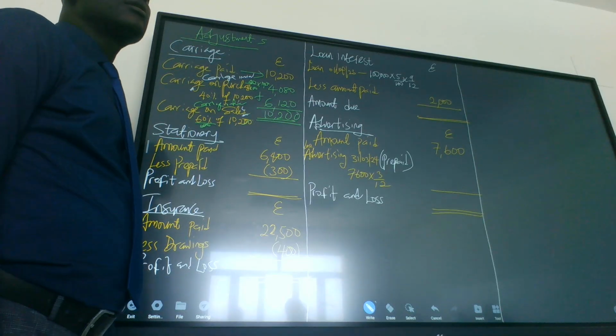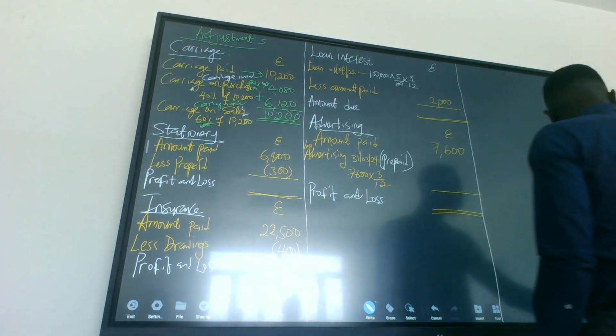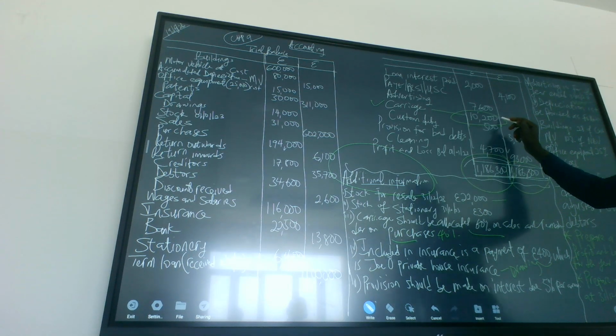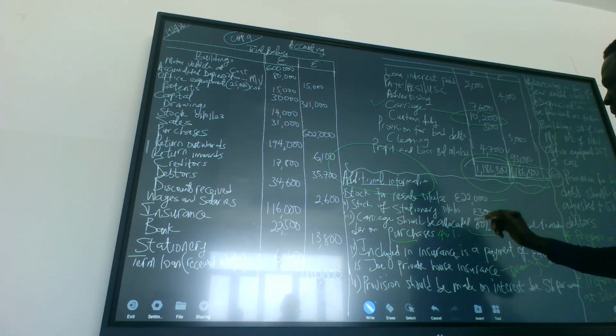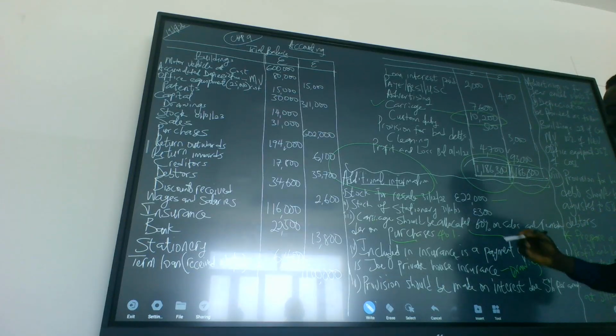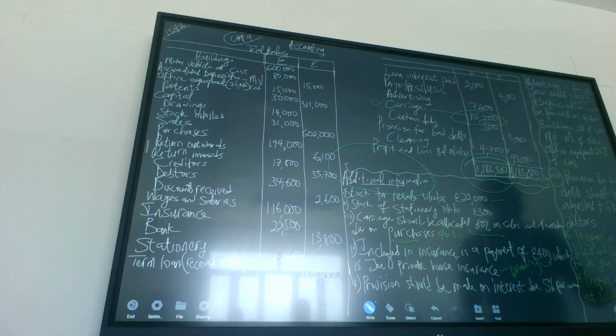Okay. The total carriage, according to the trial balance, is 10,200. And according to the additional information, carriage should be apportioned or allocated. It's the same. 60 on sales, 40 on purchases. Purchases is inward, sales is outward. I think it's clear. So we move on.